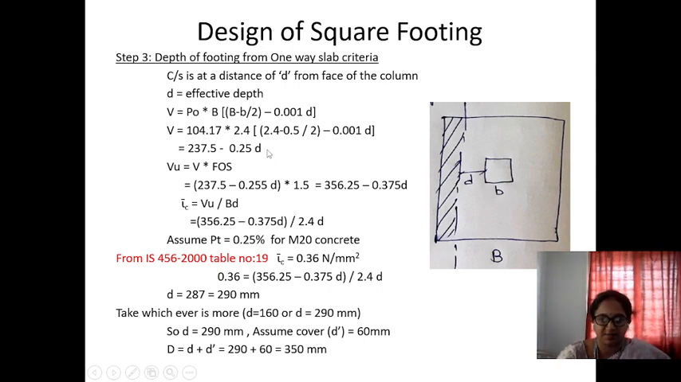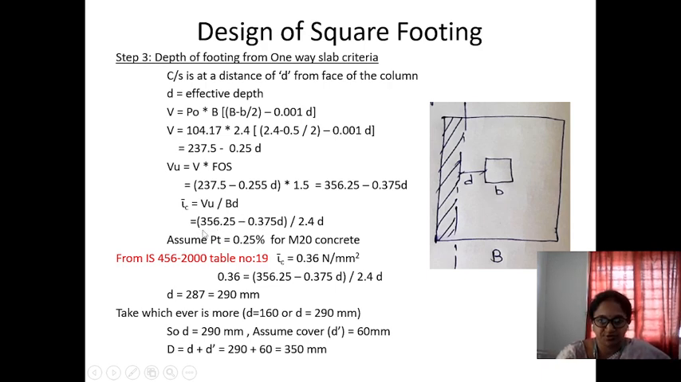I have kept it here. So VU is nothing but V into factor of safety. With this, the factor of safety is 1.5. I have multiplied here and set it as an equation because D is also unknown here. So now tau C is equal to VU by BD. This is all from IS 456.